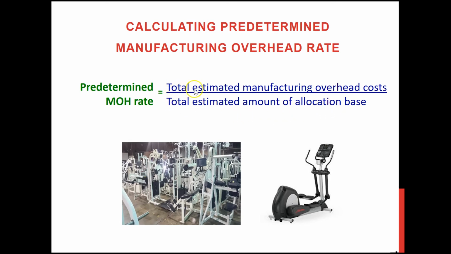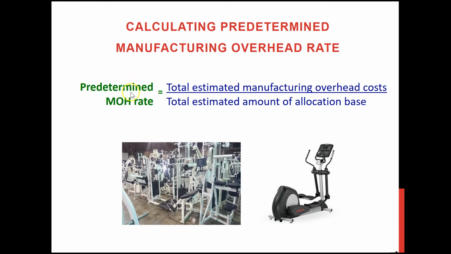For each and every problem, you will be given all those numbers. You need to pick the correct numbers, plug them into the formula, and calculate the predetermined overhead rate. The numerator is the total estimated manufacturing overhead cost, and the denominator is the total estimated amount of the allocation base. Remember, the allocation base is really important. So when you solve any problem, check very carefully: what is the allocation base? It could be direct labor hours, machine hours, or direct labor cost.